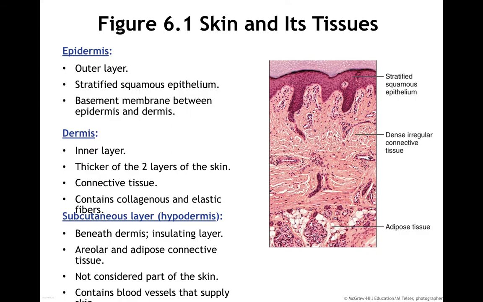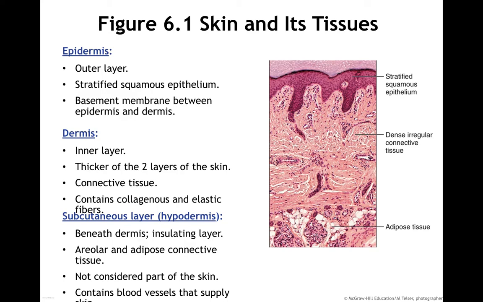So the epidermis is the outer layer. It is a layer of stratified squamous epithelium. It's actually several layers we'll talk about. And its basement membrane is between the dermis and the epidermis. Below that epidermis is the inner layer, the dermis. It's the thicker of the two layers. It's connective tissue. It has a lot of collagen and elastic fibers.